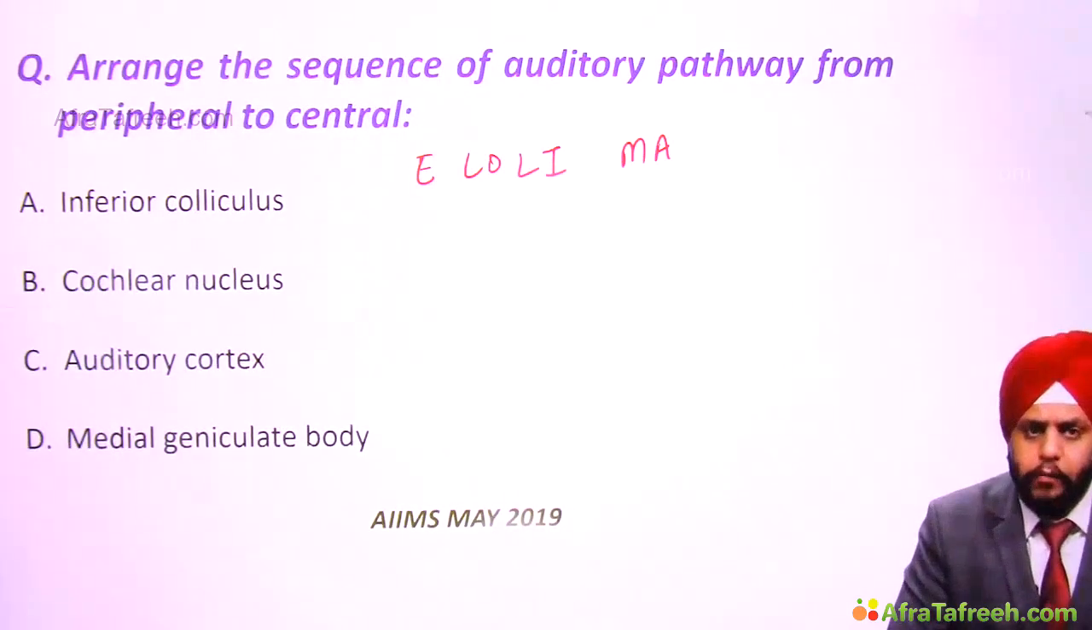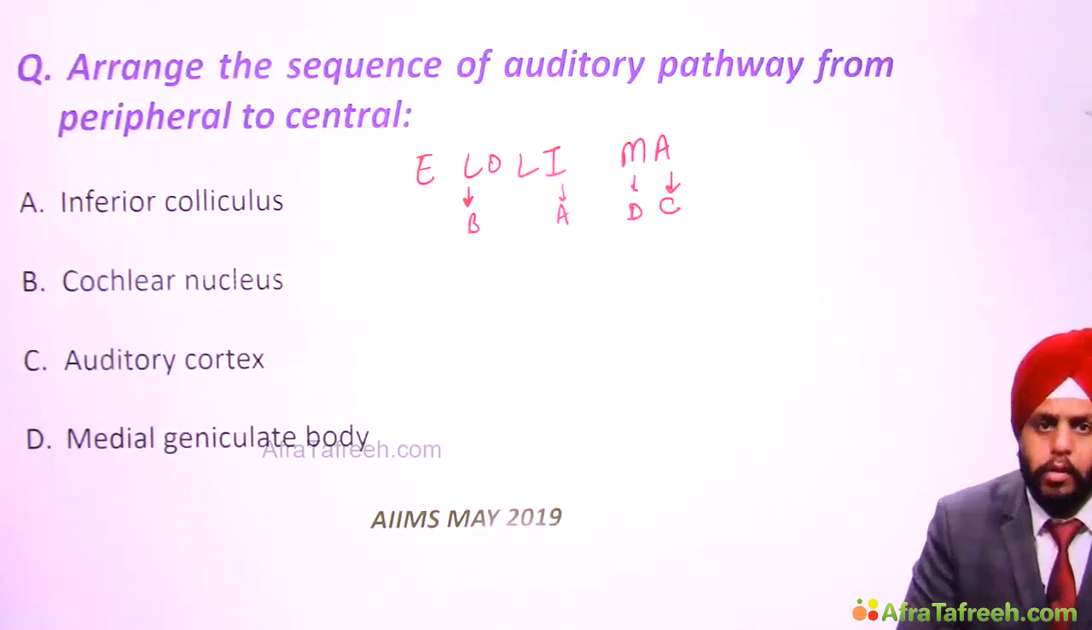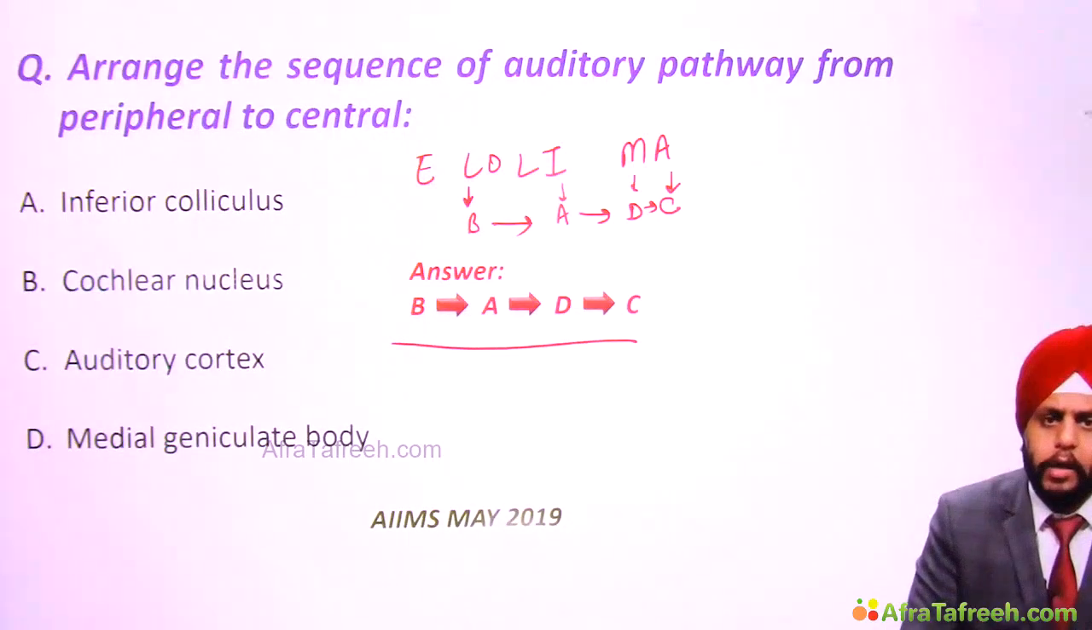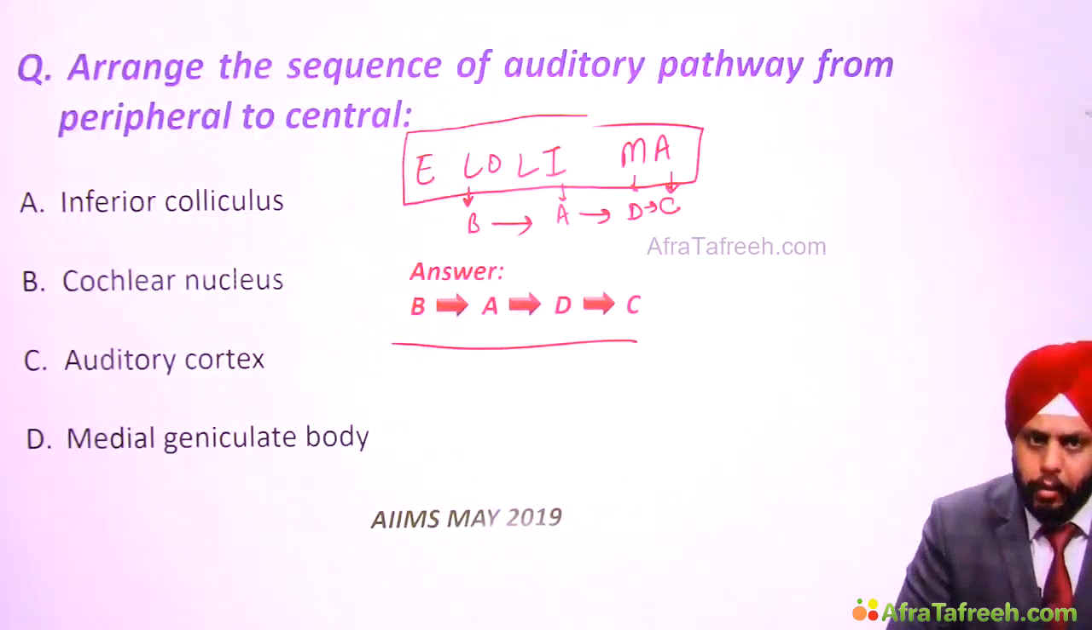We read the choices. Choice A, inferior colliculus, so I mark it over here. Then we have the cochlear nucleus, so I mark the B choice over here, below the cochlear nucleus. Auditory cortex, C choice, so I mark it over here. And medial geniculate body, D, is over here. So now the pathway is B to A to D to C, right? That is our answer. So very simple, very quick, you can arrange in this way. Just write the mnemonic first and start putting the options below the mnemonic, right?